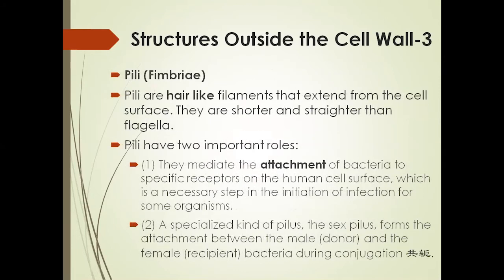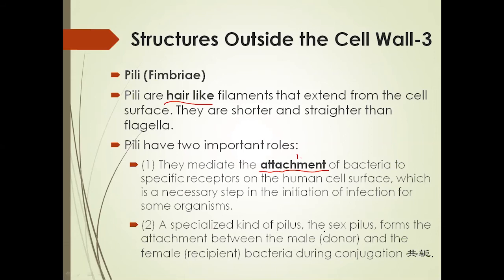Another, shorter, hair-like structure, still outside of the cell wall, is the fimbriae. They are mainly for attaching. If bacteria try to invade people's tissues or cells, the first step is that they must attach to them, and then they can invade. If they can't attach, they will not be able to invade. So that's the first step. Bacteria that attach easily to cells are more dangerous for human beings.